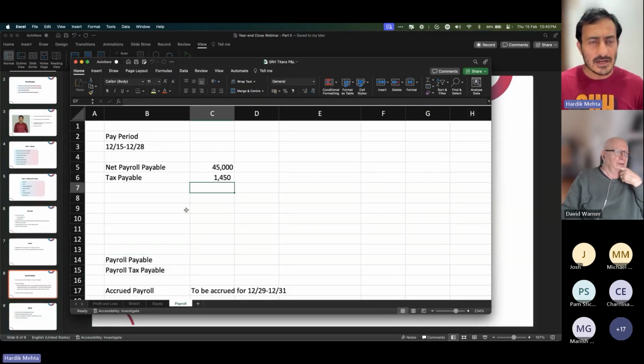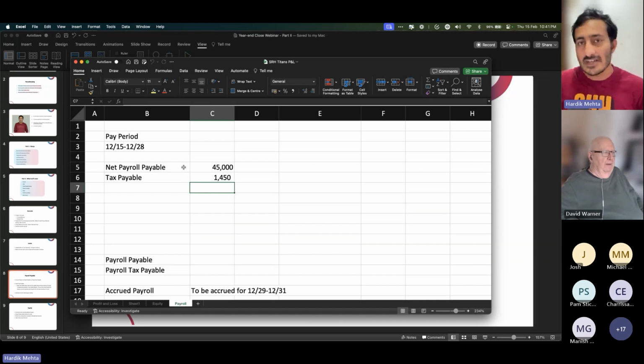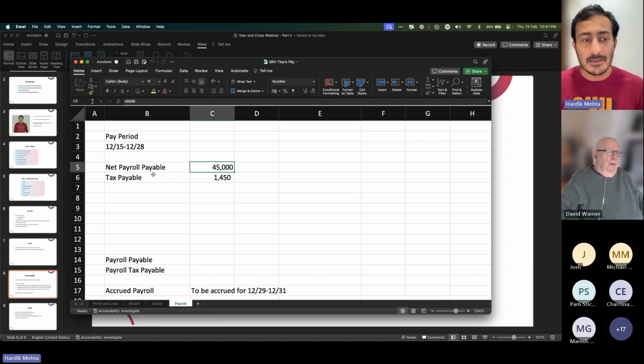Now, to give you a quick example, because I've been through this. To simplify the payroll payable, let's imagine there's a payroll period which ends on 12/28, say 12/15 to 12/28. Let's say the net payroll payable was 45,000 and the tax payable was 1415. These are the true payables for the payroll as of 12/28, because in this case, imagine the check date is the first or second of the next year, right? If we talk about the balance sheet as of 12/31, my balance sheet should show 45,000 for net payroll payable and the tax payable of 1415, because these are my true payroll payables.